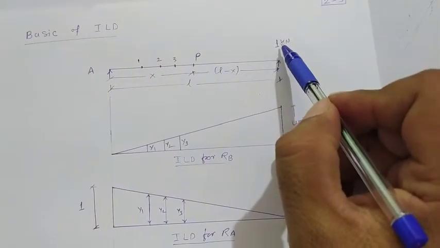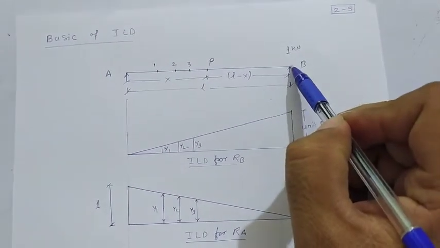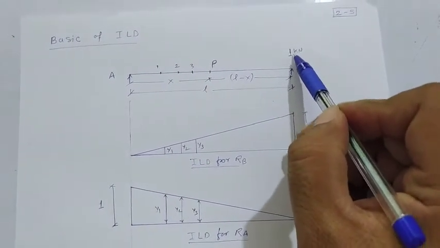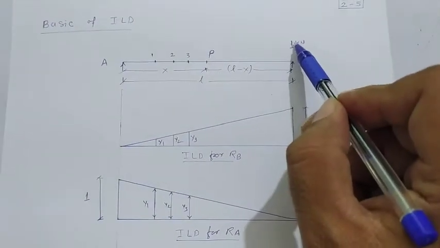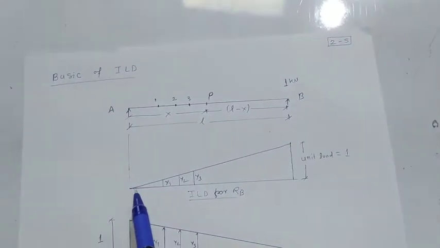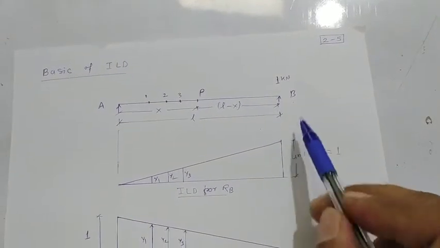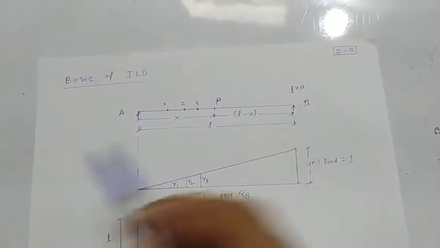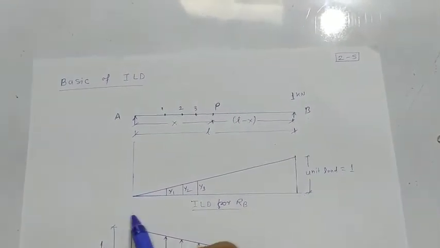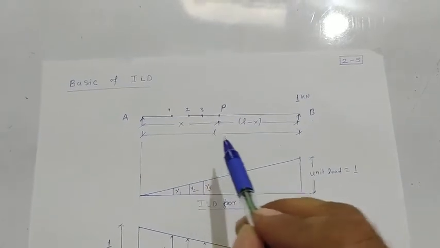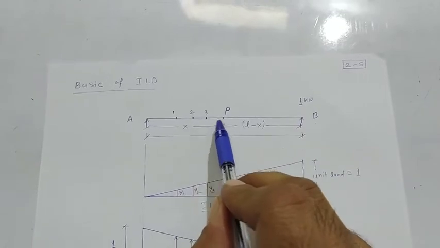So, I will apply a unit load of 1 kilonewton at point B. Okay. If I remove all loading and only apply a unit load at point B, my reaction at point A becomes 0 and the maximum reaction will develop at point B, of 1 unit. I removed all the given load and only applied a unit load. So, this becomes unit and this becomes 0. Okay. And I will find the ordinate at points 1, 2, 3 and P.